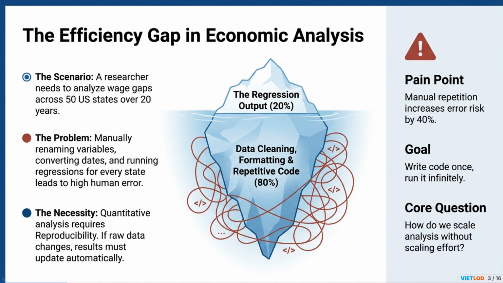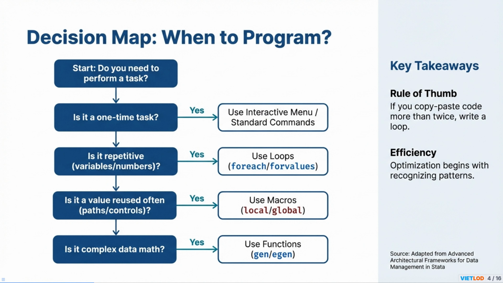This manual repetition significantly increases the risk of errors by as much as 40%, which undermines the integrity of the analysis. The necessity for automation comes from the demand for reproducibility. If your raw data is updated, your entire analysis, from cleaning to final results, should update automatically with a single click. Our goal is clear: write code once and run it infinitely. The core question we face is, how do we scale our analysis without proportionally scaling our manual effort?